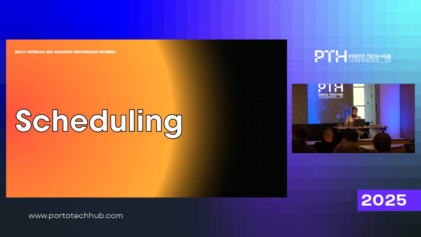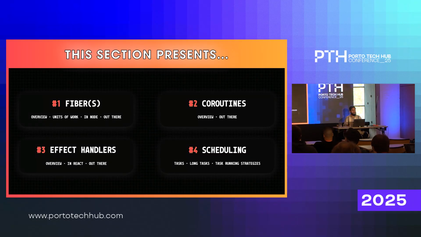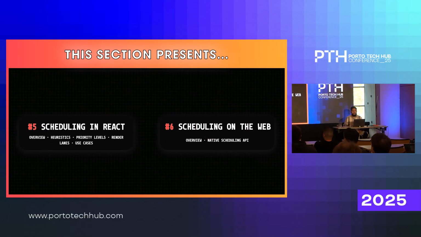Finally, the first topic: scheduling. By the way, I added those tiny flares over there as a way to signal the complexity of a certain topic. So for scheduling, we'll talk about fibers, coroutines, effect handlers, and then we'll talk about tasks and what it means to be a task on the browser. Also, what is a long task, what causes it, and some strategies for optimizing running those tasks.